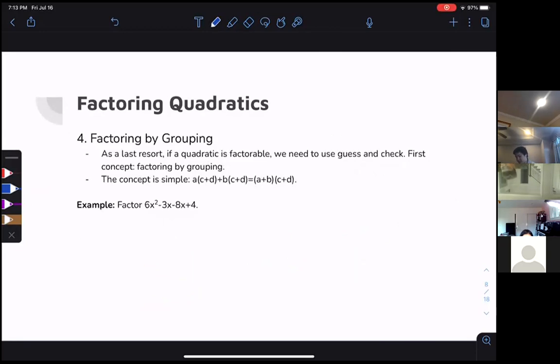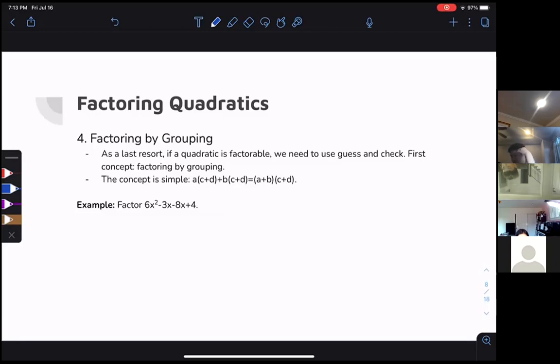Most of the time, well, it says as a last resort here, but a lot of quadratics you can't immediately factor like an x out of it. You can't turn it into a difference of squares or the square of a binomial. You need to guess and check to see if it can be factored. And the first concept here is factoring by grouping.